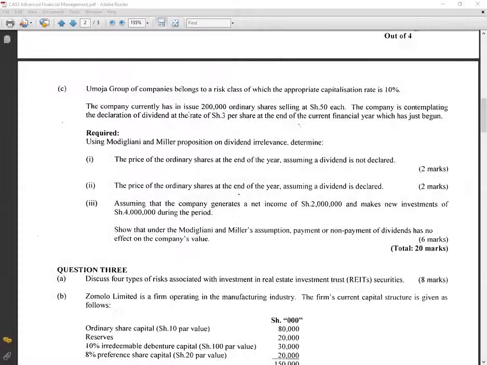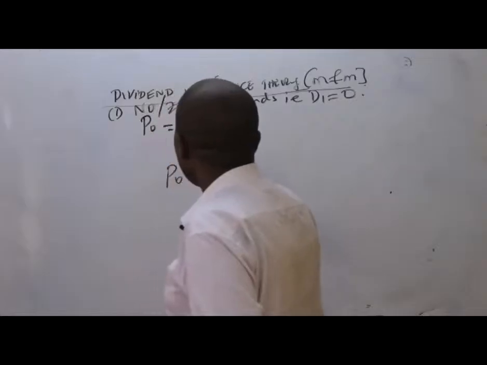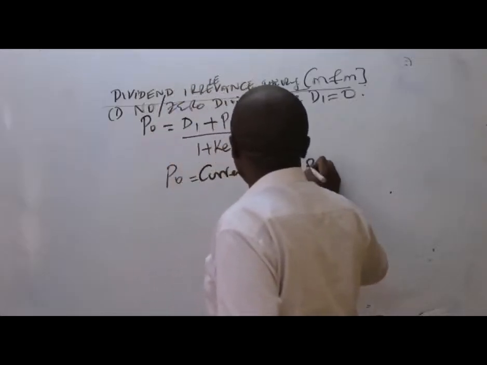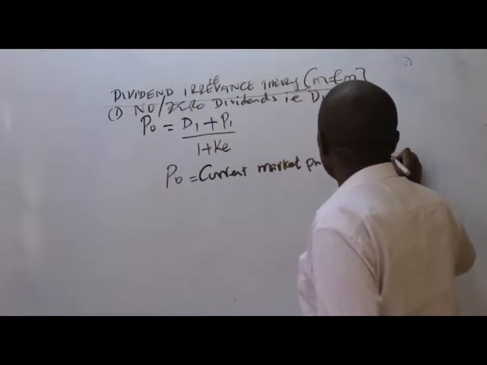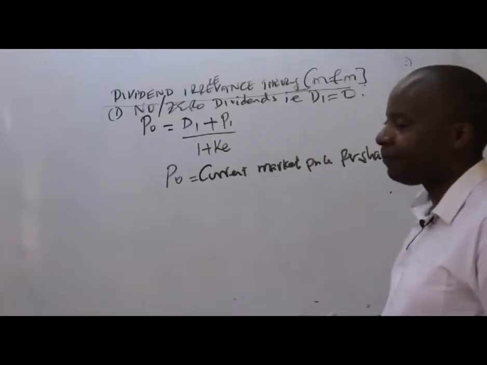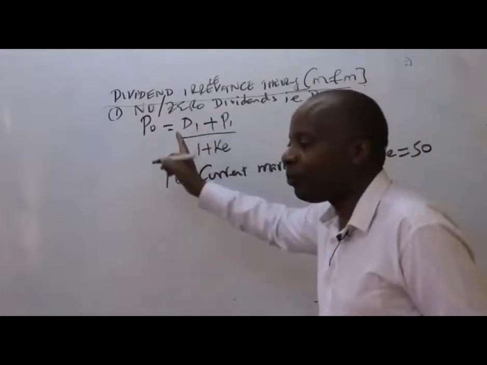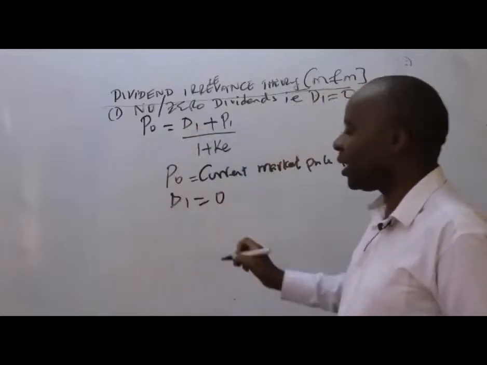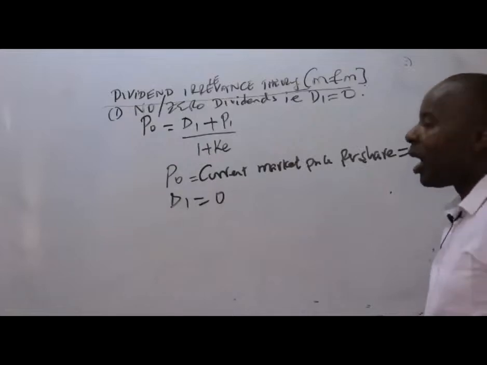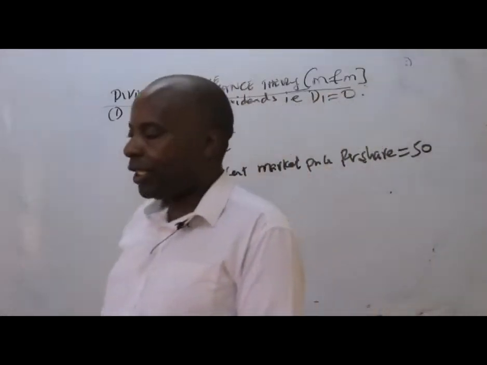They have told me the company currently has in issue 200,000 ordinary shares currently selling at 50. Remember P0 is the current market price per share, which in this case they are telling us is 50. So if we go with the first policy of not paying dividends, then D1, don't get confused there, D1 will be 0. How about P1? P1, ladies and gentlemen, is what they want us to look for.